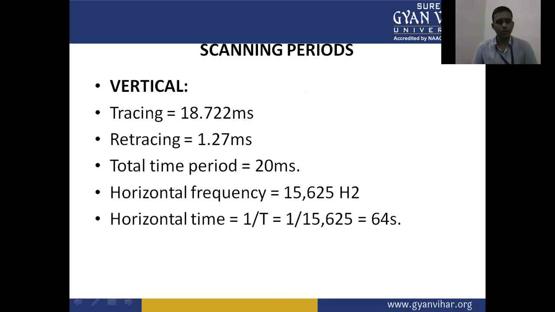Vertical scanning period, that is the tracing time, is 18.722 milliseconds. Retracing time is 1.27 milliseconds. Total time period is 20 milliseconds.